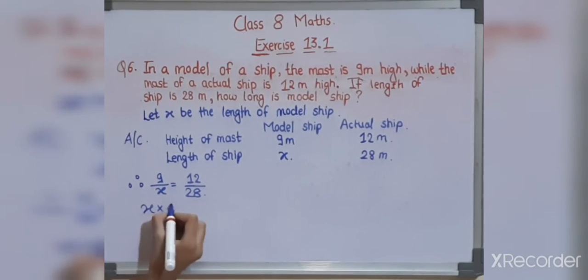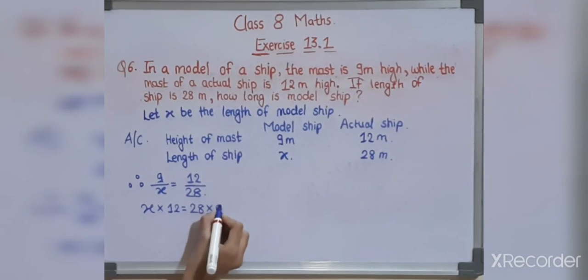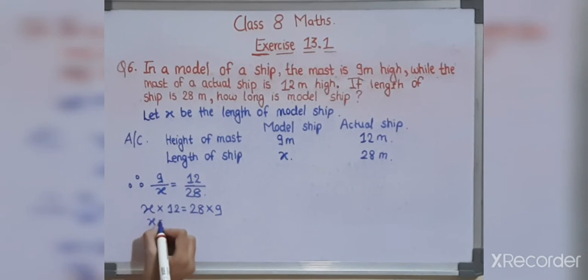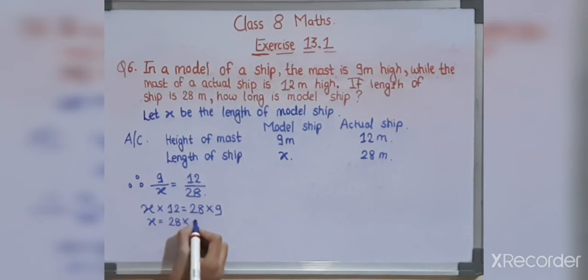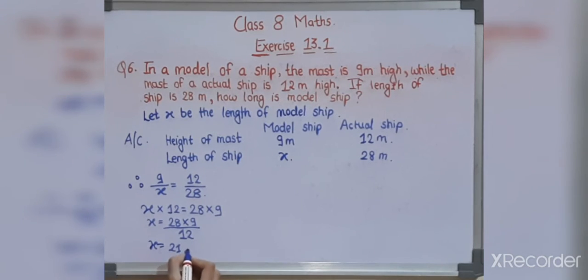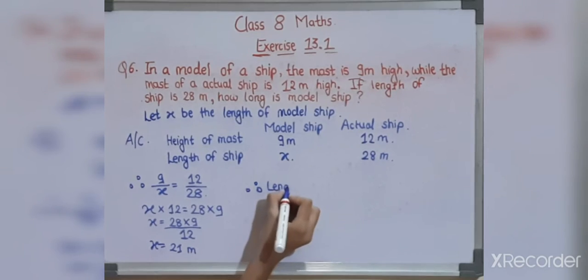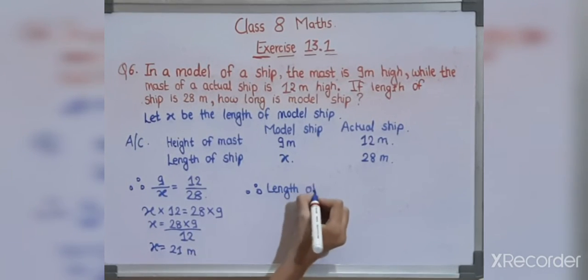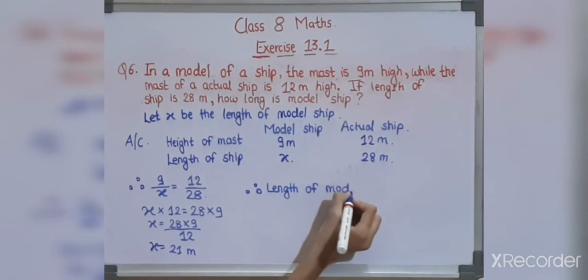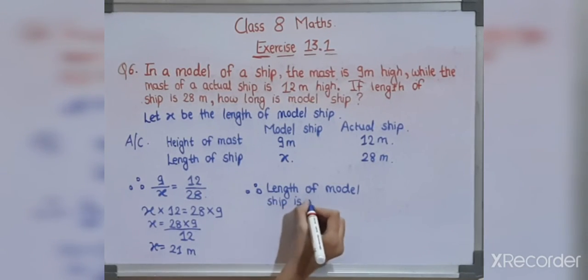x into 12 is equal to 28 into 9. x is equal to 28 into 9 upon 12, which when divided further gives 21 meter. So therefore length of model ship is 21 meter.